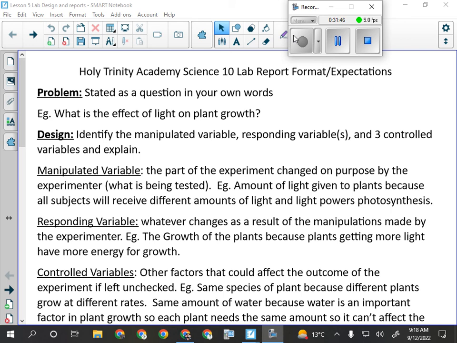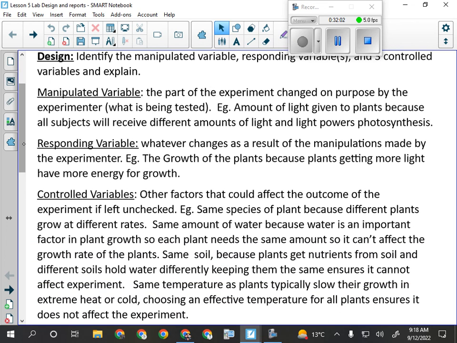That should give me the results I'm looking for. It should tell me what the effect of light is on plant growth. Okay, everyone okay with that idea? So what I'm manipulating is the amount of light, because that's what I'm trying to investigate. Now, what should I be observing? What should I be watching for as observations?